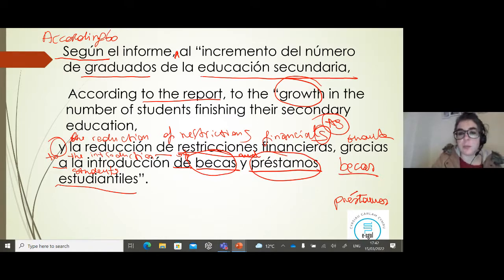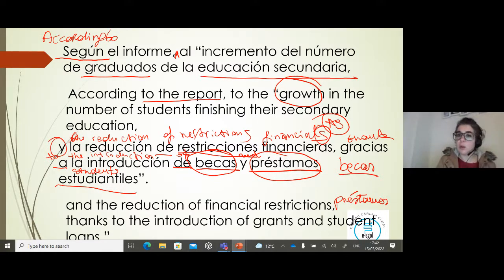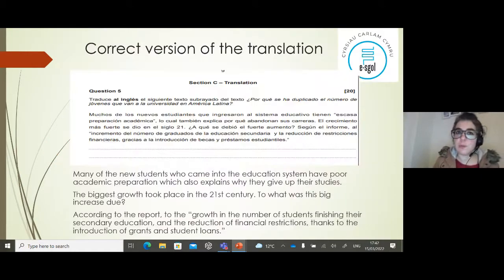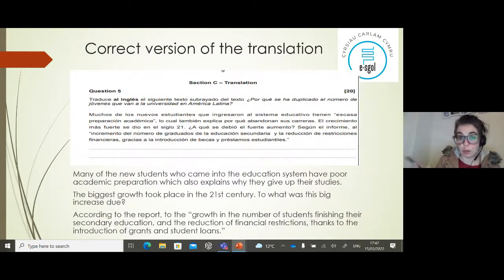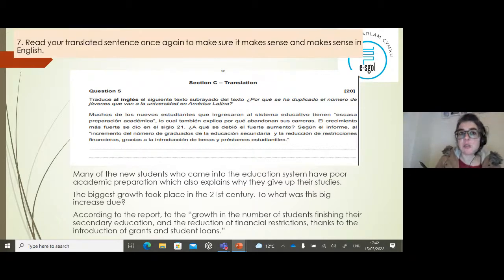So let's have a look how to put it all together. And the reduction of financial restrictions thanks to the introduction of grants and student loans. Okay, so we got the full translation in here. Once you've done this step by step, your translation will be looking roughly like this. So what you do is that, again, you read your translated sentence once again to make sure it makes sense, and makes sense in English. I'm going to read it out loud for you again.